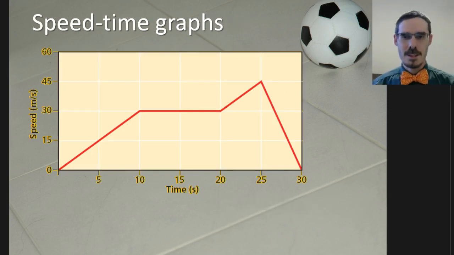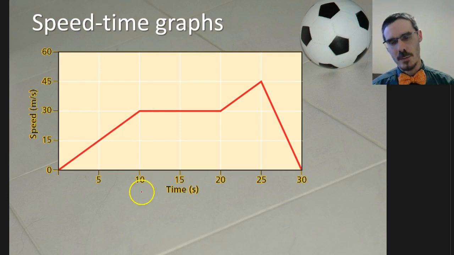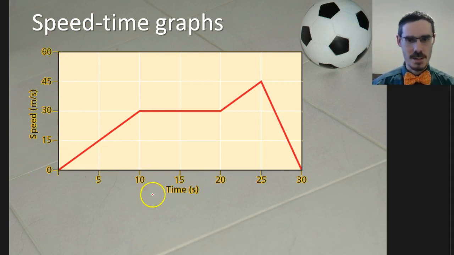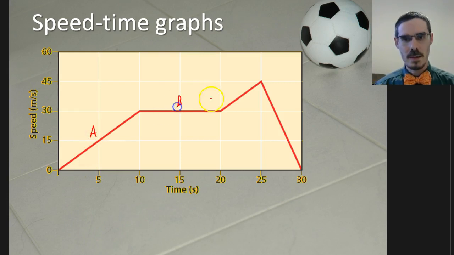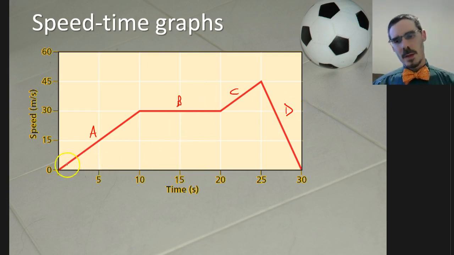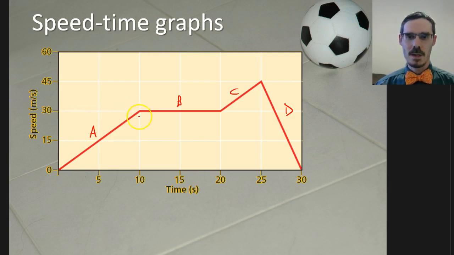Okay, what about a speed time graph, or might be a velocity time graph? Here's the speed, metres per second. Here's the time. Again, have a look here. I'm going to label these sections A, B, C, and D. Have a think about this. In section A, the speed increases from 0 to 30 metres per second, and it took 10 seconds to get there. What is that going to refer to?